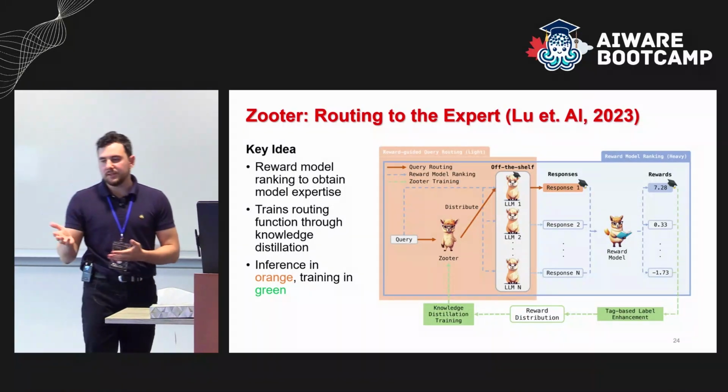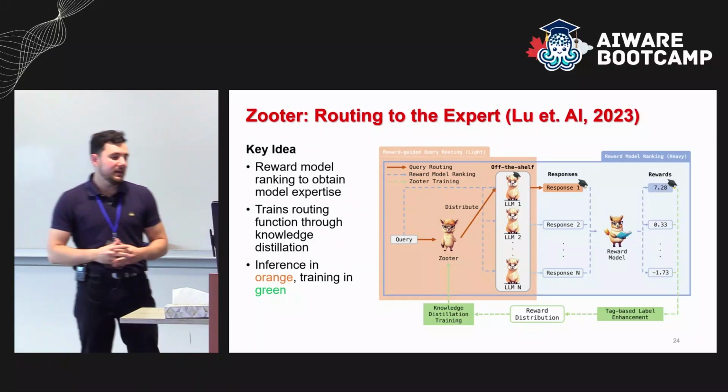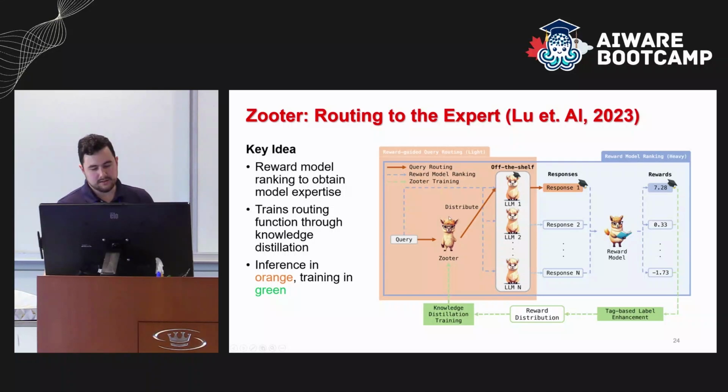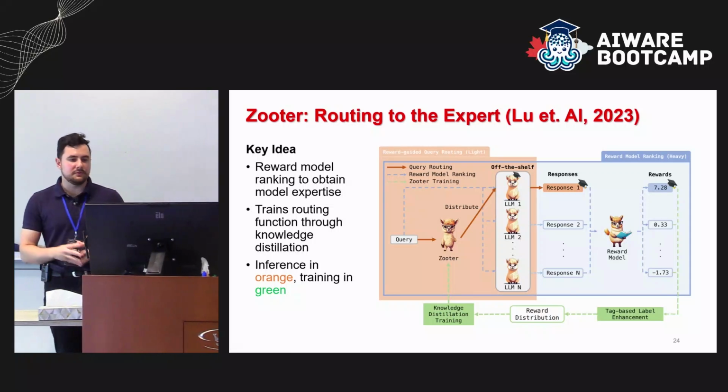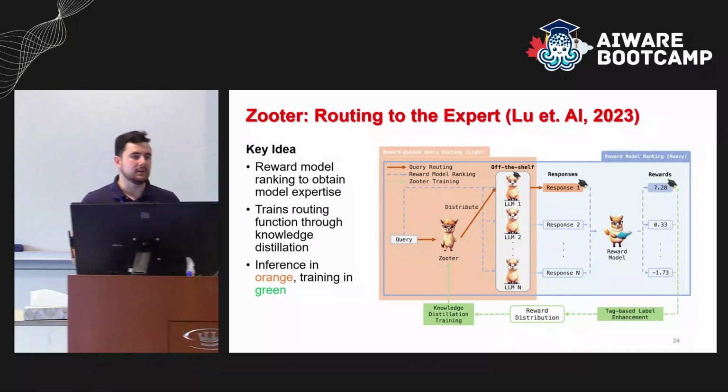And then in the end, though, it's very simple. If you look at the orange, kind of brownish path, the inference is just that the query comes into Zooter, and then Zooter determines which LLM it goes to, and then you get the response. So training takes time and is difficult, but when you deploy it, it's very simple, elegant, and we're saving a lot of compute.